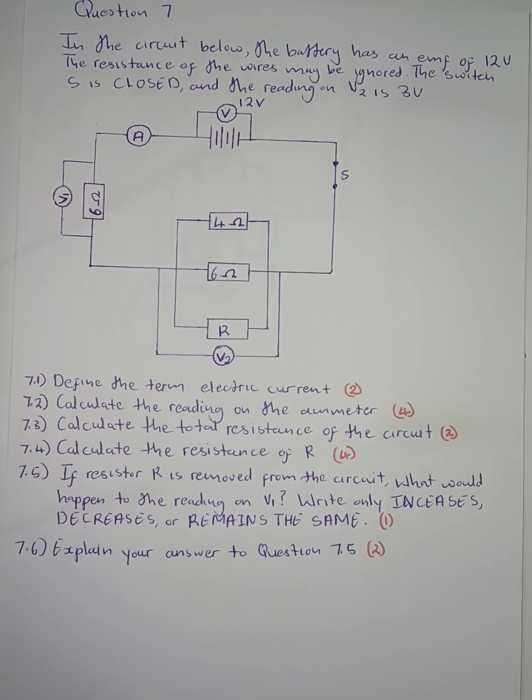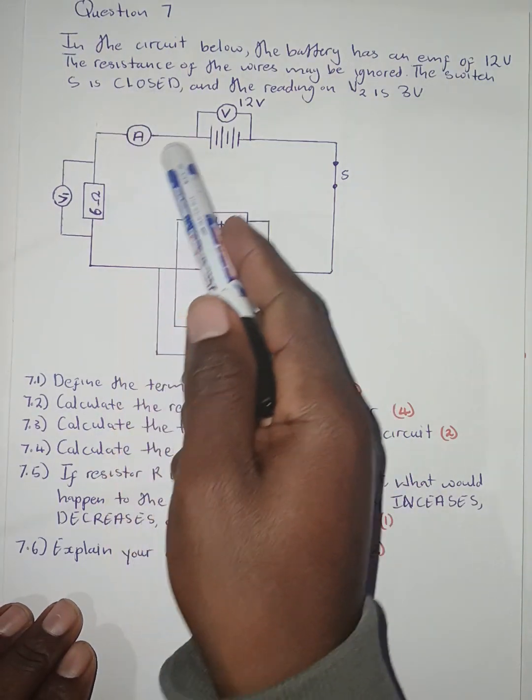They said, 7.1, define the term electric current. So electric current, by definition, is the rate of flow of charge. That's the definition of it. That's how you could have got those 2 marks. So if we look at 7.2, I'm trying to rush, this video is already a long one. They said calculate the reading on the ammeter. Now where is our ammeter? So that would be our ammeter there.